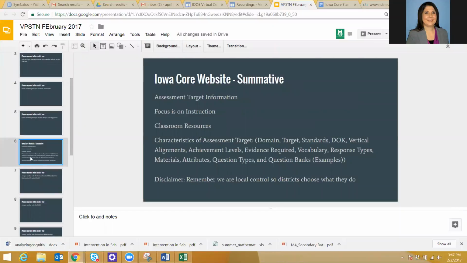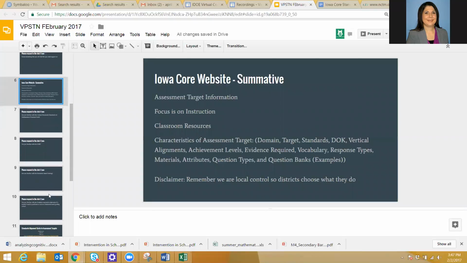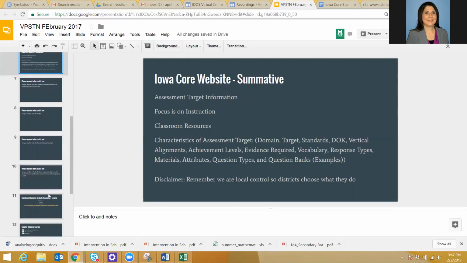Some things to note: when we talk about assessment target information, our focus is always on instruction. We have classroom resources for the different grade levels that contain all this information under content available on the Iowa Core website. As a disclaimer, remember we are a local control state, so districts choose what they use and it's totally up to them. This is just providing some guidance, and if you're looking for this, then this might help you to do the work.